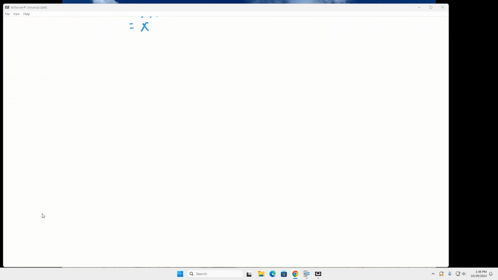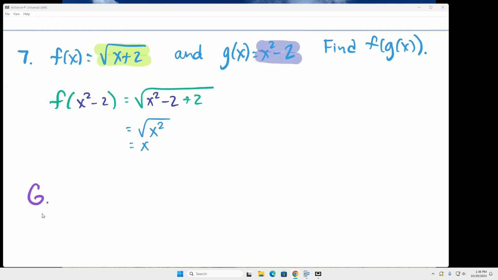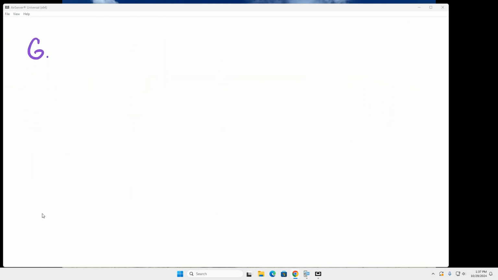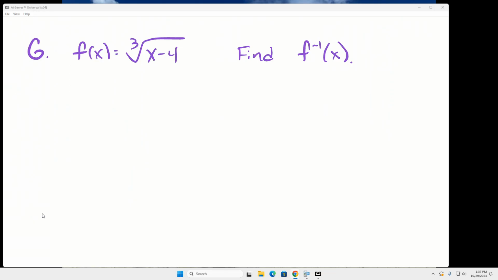And that's what G is. Does anybody need to see 7 longer? Are y'all good? Okay. So f of x is going to be the cube root of x minus 4, and we're going to find f inverse of x. All right, finding the inverse, there's 4 steps. 3 of those steps are crazy easy. One of those steps can be kind of challenging.